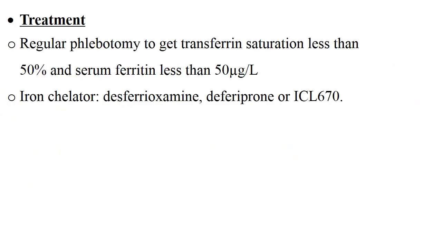Treatment includes regular phlebotomy until the transferrin saturation is less than 50% and serum ferritin is less than 50 microgram per liter. The second method is using iron chelator, which chelates the excess iron and is excreted in urine.